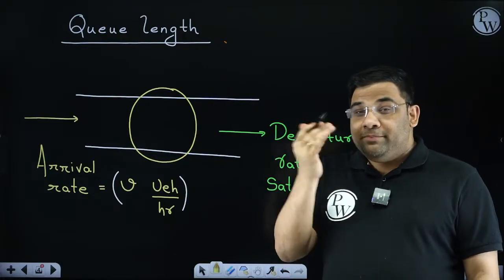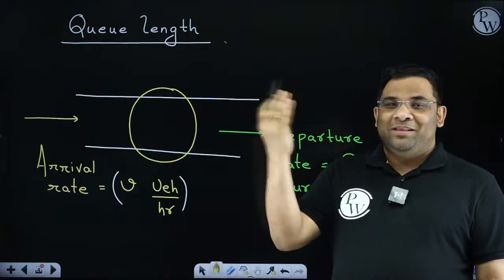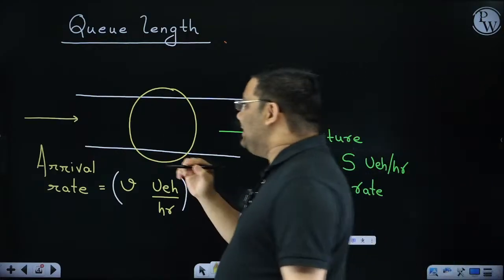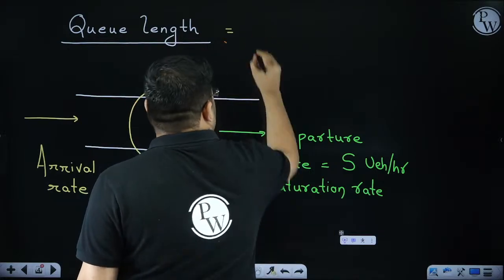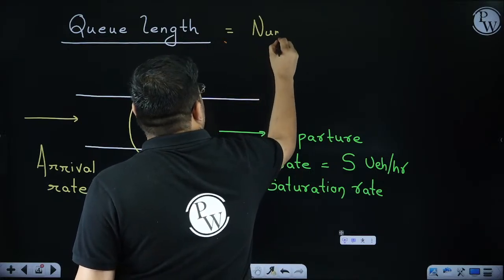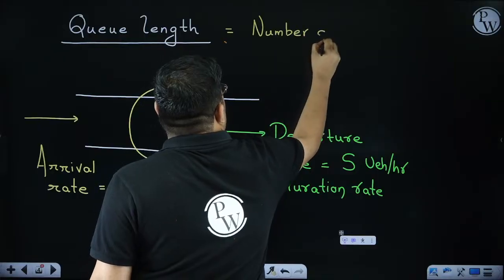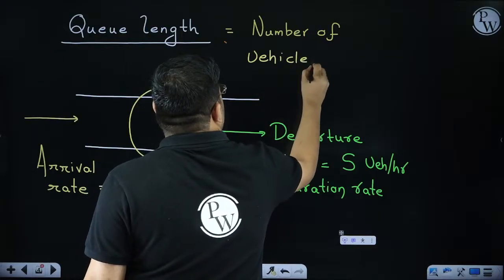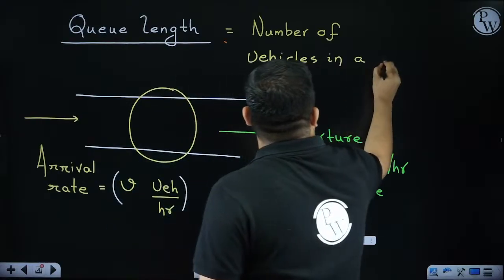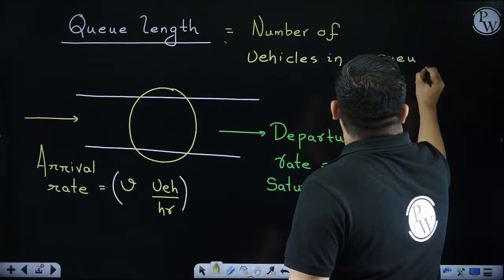So those remaining 20 will be forming the queue. Yes, so I can say here queue length is equal to what? It is the number of vehicles in a queue.